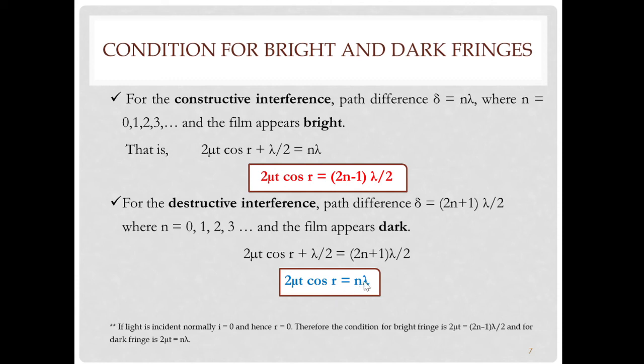And suppose the incident light is incident normally, that is i is equal to 0, and hence r will be 0. So the condition for the bright fringe, with r equal to 0, becomes 2 mu t equals 2n minus 1 lambda by 2. And for the dark fringe, it will be 2 mu t equals n lambda. This is the condition for normal incidence.